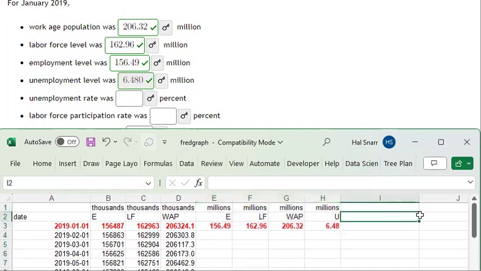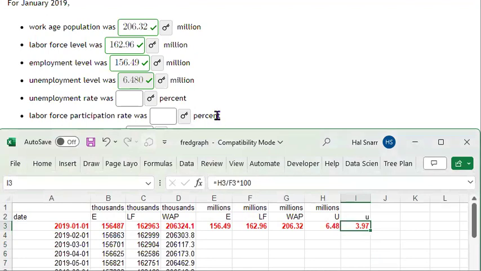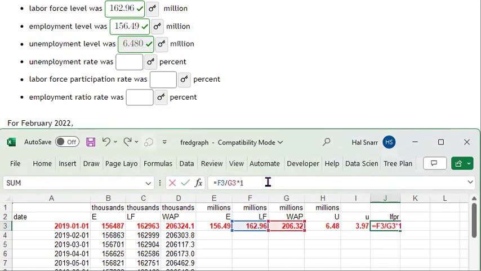Now to get the unemployment rate, we need a percent, right? So we need a lowercase u. We're going to take the unemployment level, 6.48 million, divide that by the labor force size, and multiply it by 100. I'm going to reduce that to 2 decimal places. Okay, so that's the unemployment rate. The labor force participation rate, LFPR, is equal to the labor force size divided by the working age population times 100. And the last one is the employment ratio, which is the employment level divided by the working age population times 100. We're going to shrink these to 2 decimal places.